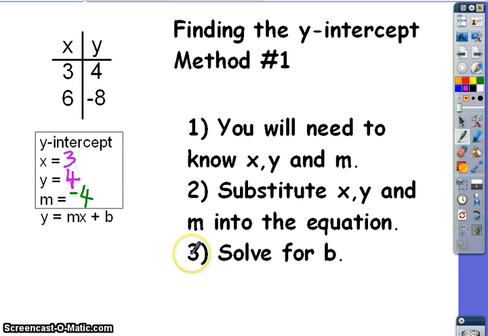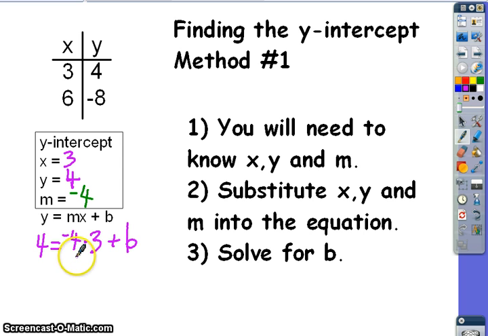All right? Step 2 says to substitute x, y, and m into the equation. So y is 4, m is -4, and x is 3: 4 = -4 times 3 plus b. I didn't put anything in for b because I don't know b yet. Step 3 says solve for b.